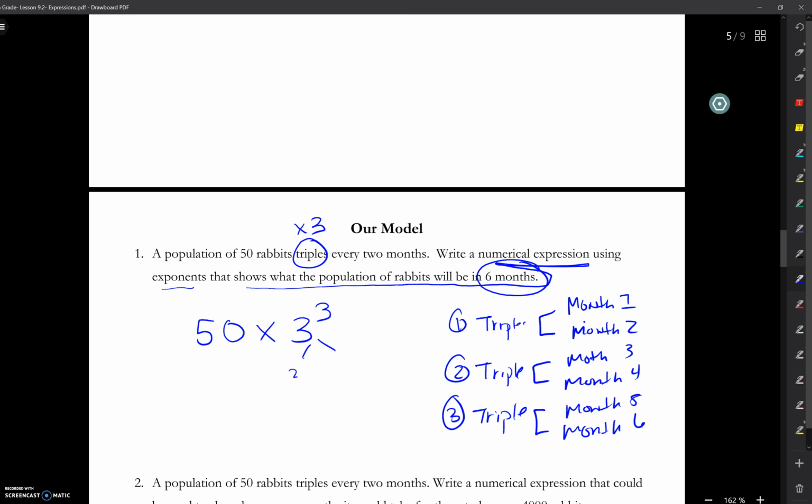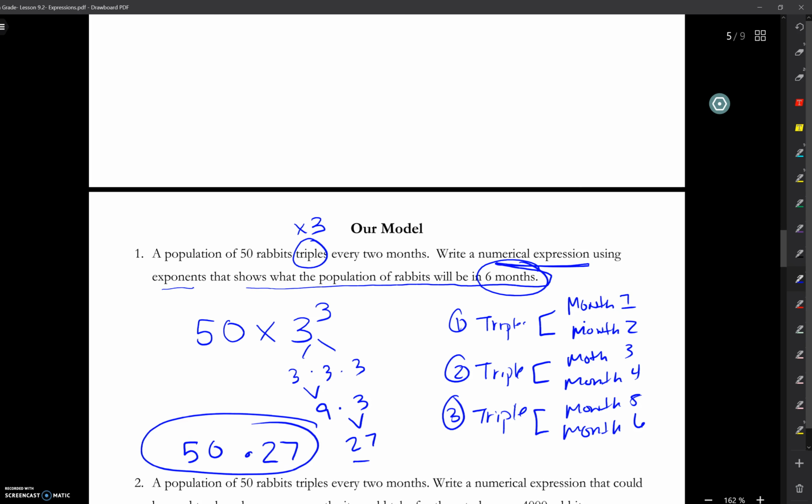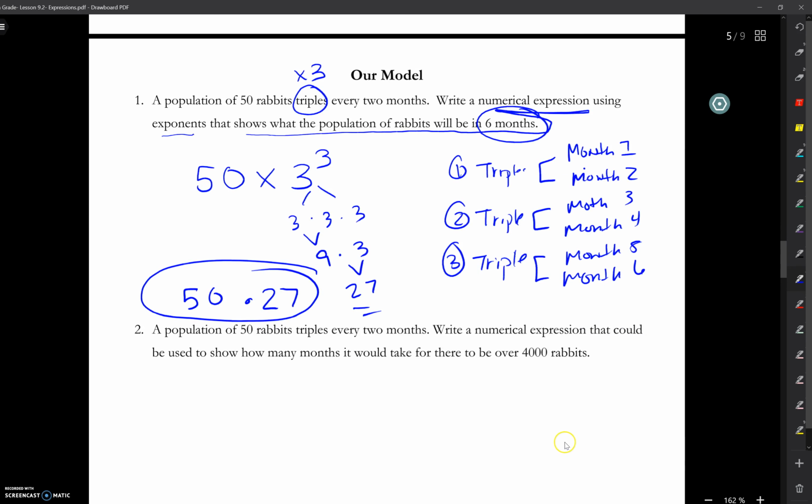And so this means 3 times 3 times 3, which 3 times 3 is 9, times 3 is 27. And so basically it's 50 times 27. And you'd have to figure that out to get your answer.